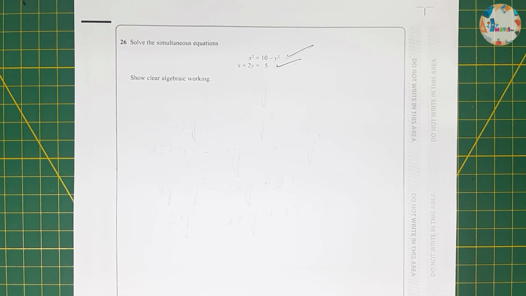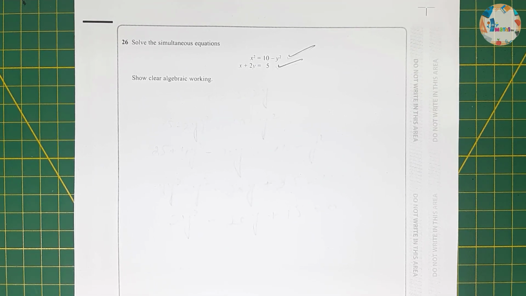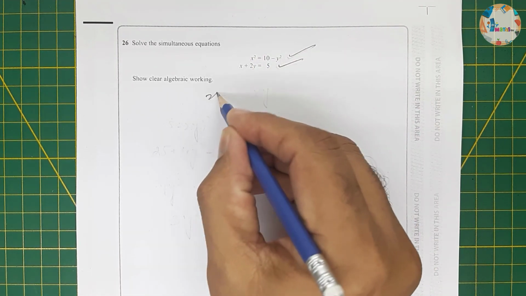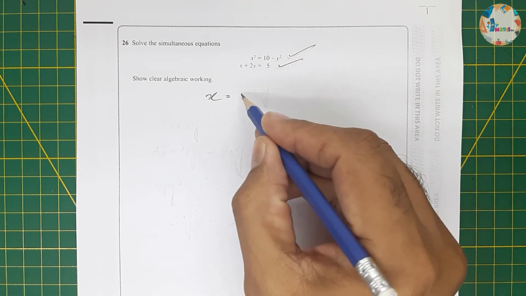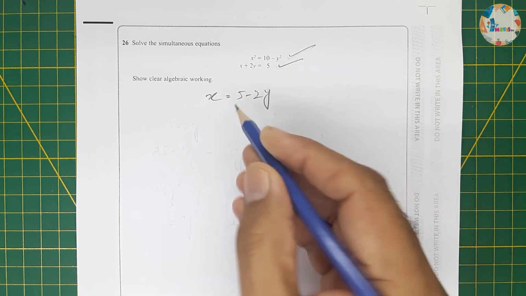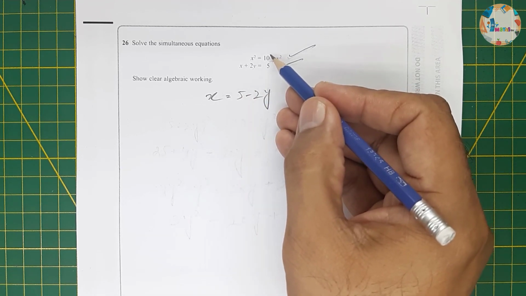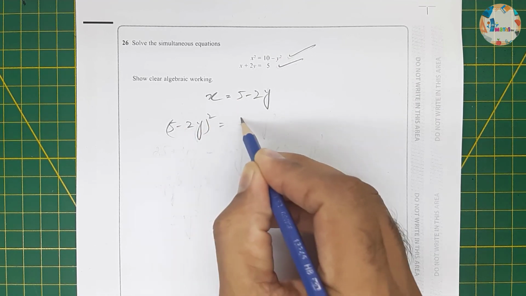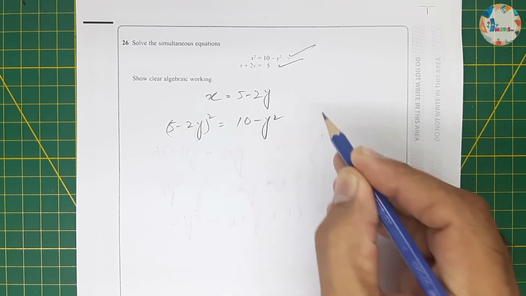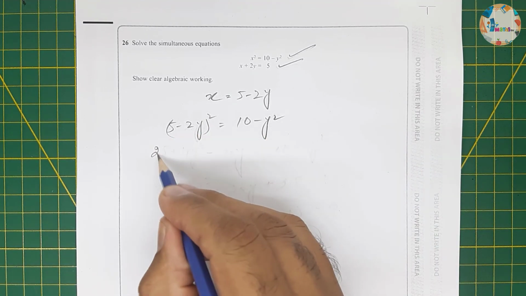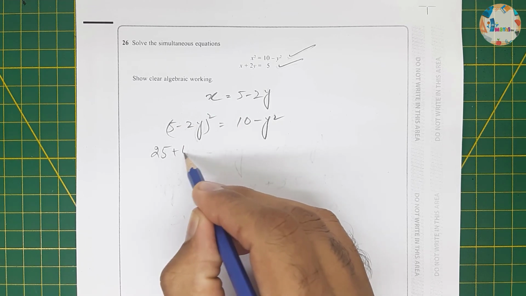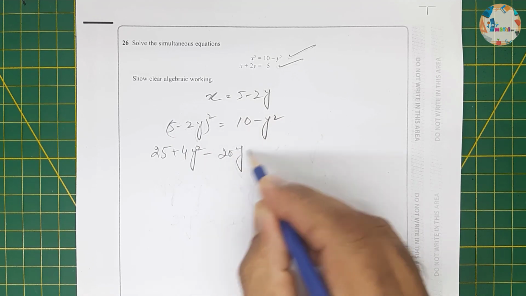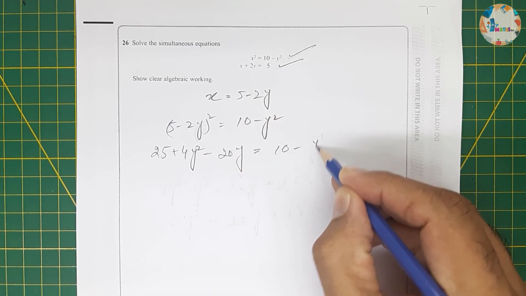For substitution method we will be taking value of x or y and we will be replacing in the other equation. So for that, I will take x value from this equation. This will be equal to 5 minus 2y, and we will be replacing this in this equation, which is (5 minus 2y) squared will be equal to 10 minus y squared, and we can open the square. This will be 25 plus 4y squared, which is a squared plus b squared, minus 2 into a into b, which is 20y, is equal to 10 minus y squared.